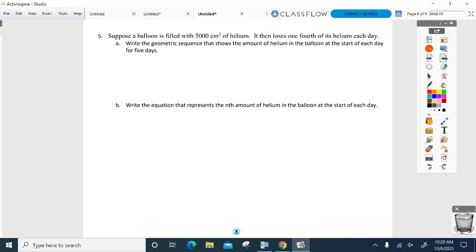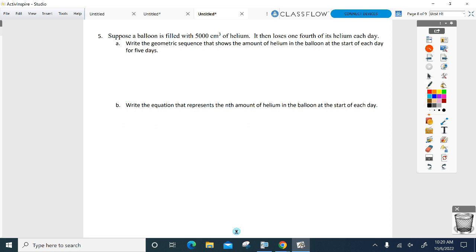All right, a little balloon problem here. We're going to fill it with some helium. 5,000 cubic centimeters of helium. And every day it's going to lose a fourth of it. Can you write a sequence for me that shows how much of the helium in the balloon is left? Okay, not how much it's losing, how much is left in the balloon.